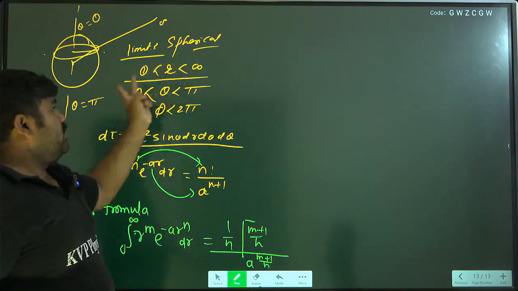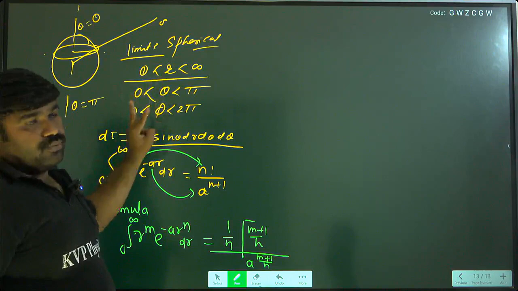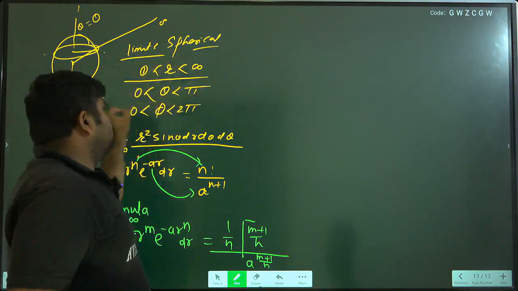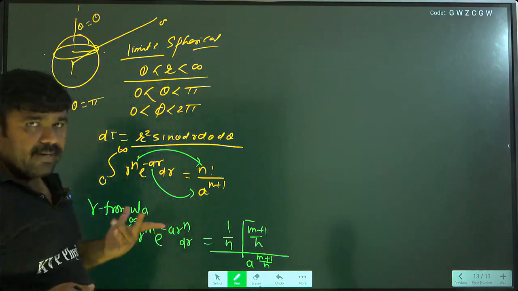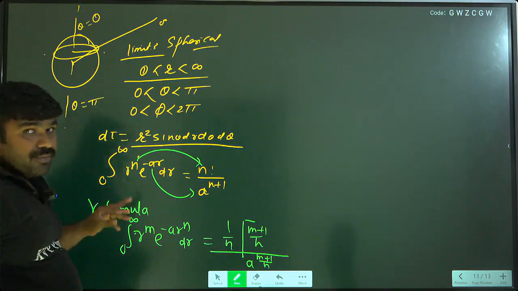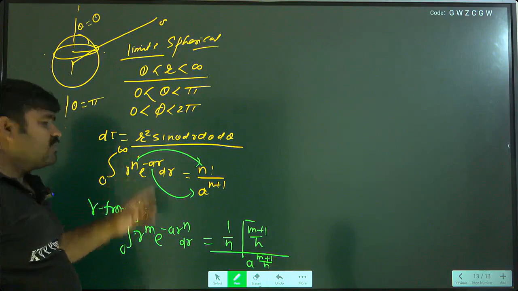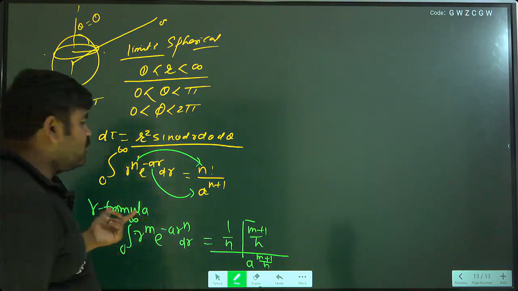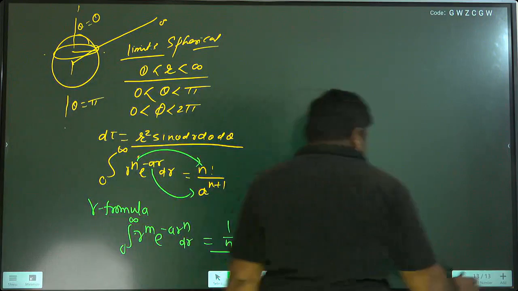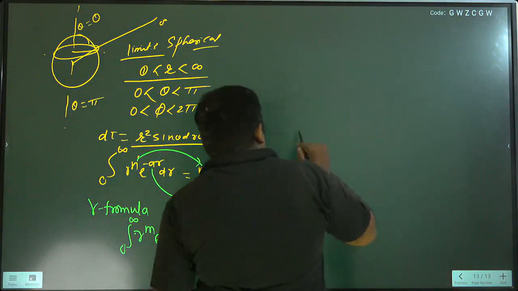r 0 to infinity, theta 0 to pi, phi 0 to 2 pi. क्लियर? लिमिट समझ में आ रहे हैं हमको. कुछ फार्मूला हमें यूज करना है, वो भी समझ में आ रहा है. देखिए 0 to infinity r to the power n e to the power minus a r dr is equal to n factorial upon a to the power n plus 1. ओके, नाउ देखिए हमें क्या करना है, एक्सेप्टेशन ऑफ r निकालना है, मतलब एवरेज डिस्टेंस निकालना है.